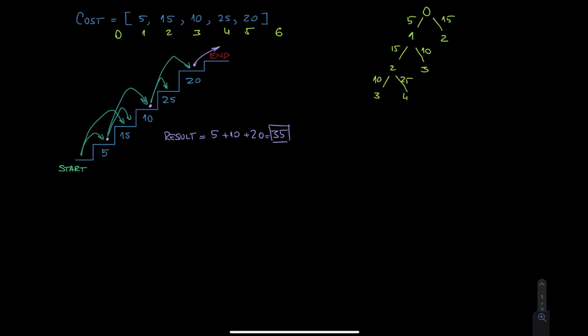Now from 3 I can either go to 4 or I can go to 5. 3 to 4 cost is 25. 3 to 5 is 20. Now from 5 I would go to the end. From 4 I can either go to 5 and then to the end. For 4 to 5 the cost is 20, or I can go directly to the end.